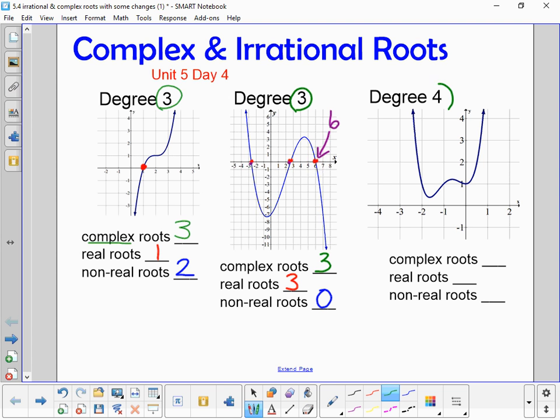This last polynomial is a degree 4 polynomial, so that means that it must have 4 complex roots. When we look at the graph of this function, if you look along the x-axis, there is actually no x-intercept, so this does not have any real roots. There are 0 real roots, and what that means is that they must all 4 be non-real. And we'll learn more today about how to find those non-real roots.